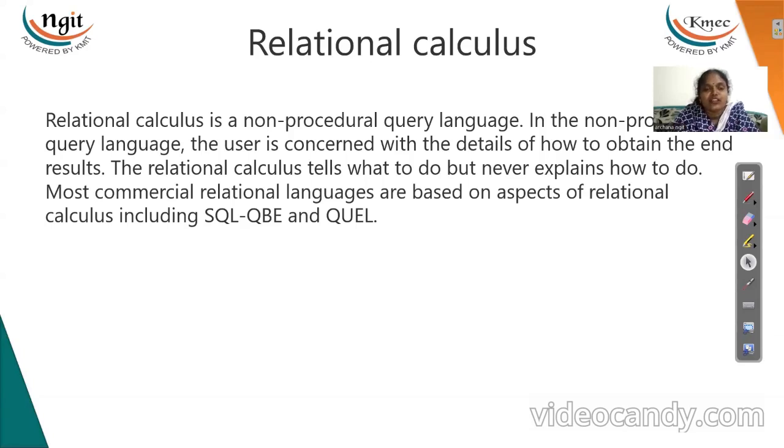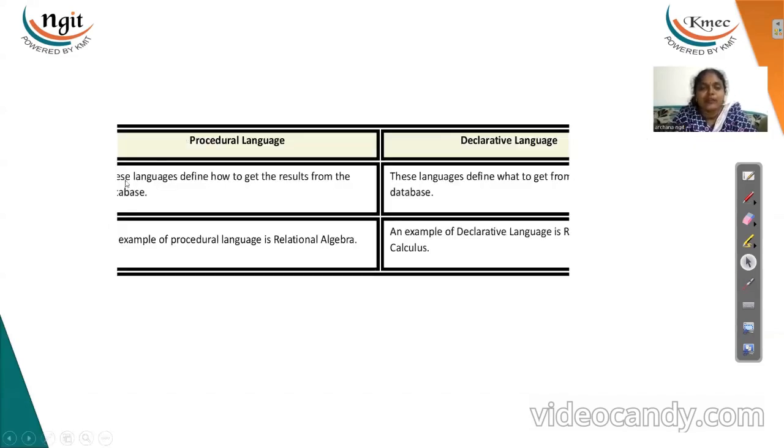Whereas in relational algebra as well as in structured query language, we focus upon what has to be done in order to retrieve the data, how it can be retrieved, and what the various operations are that can be performed upon the data. That is learned as part of procedural query language. Now, these relational languages are based on the aspects of relational calculus, which includes query by example. Now, what do we mean by a procedural language and a declarative language?